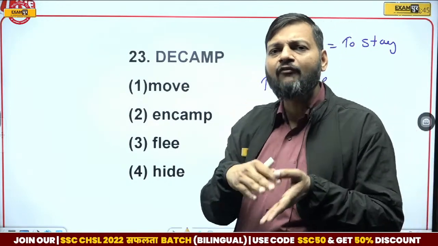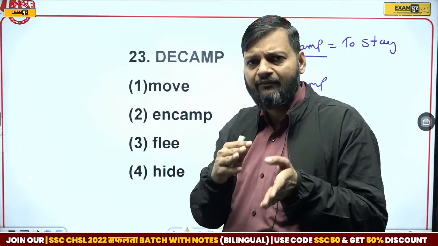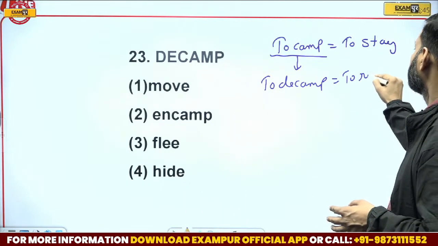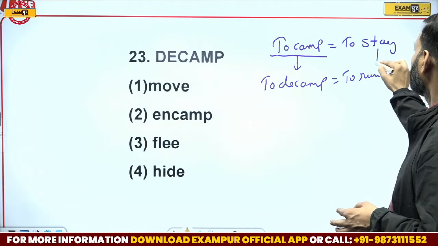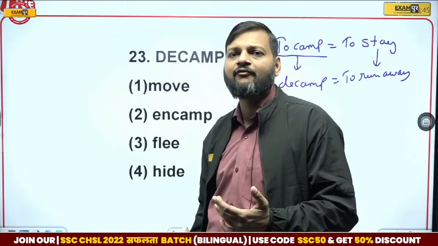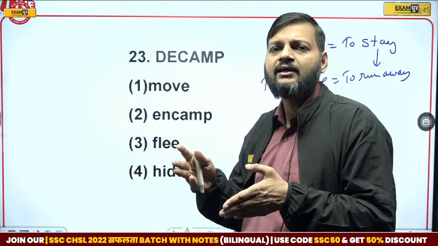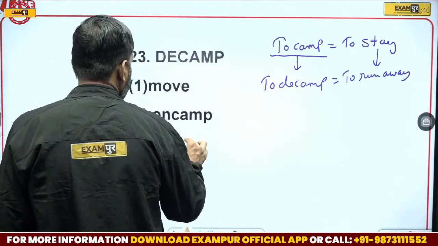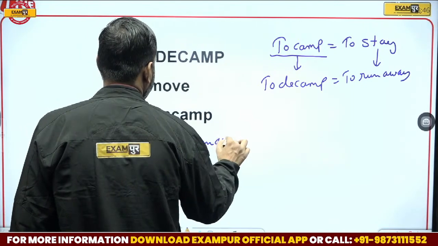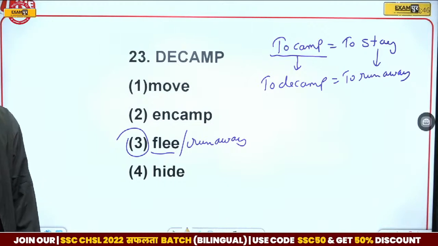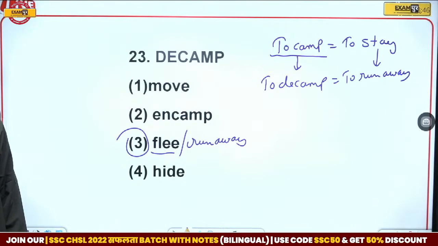So if the word decamp is the opposite of camp, it means to run away. Okay, so to camp means to stay, and decamp is the antonym of camp, so if camp means stay, then decamp means run away. Flee means run away. So here the right answer is flee. Decamp means to run away, to flee, or abscond. Clear?